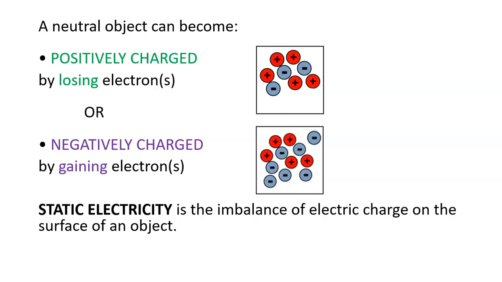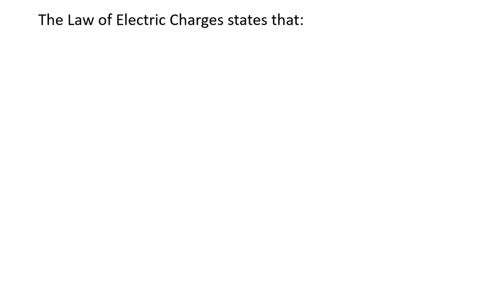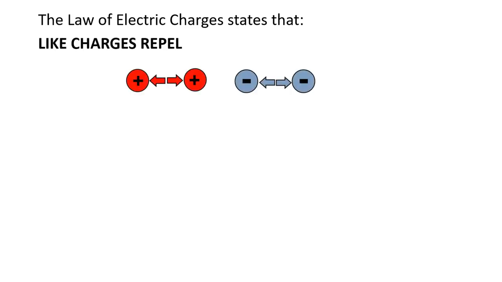Okay, there's a really important law in static electricity, and it's called the law of electric charges. Okay, and it states, you've probably heard it before, but maybe not in the context of science. So like charges repel. So if we've got 2 of the same charge, whether they are both positive or both negative, they're going to want to move away from one another. Okay, much like magnets with the same poles want to move away. You can't force them together. So that's one half of the law, like charges repel.